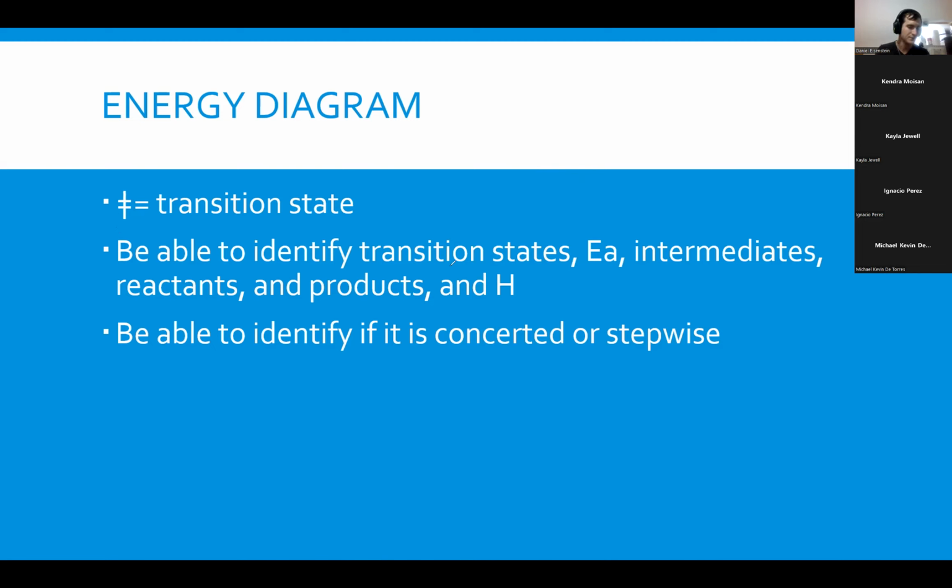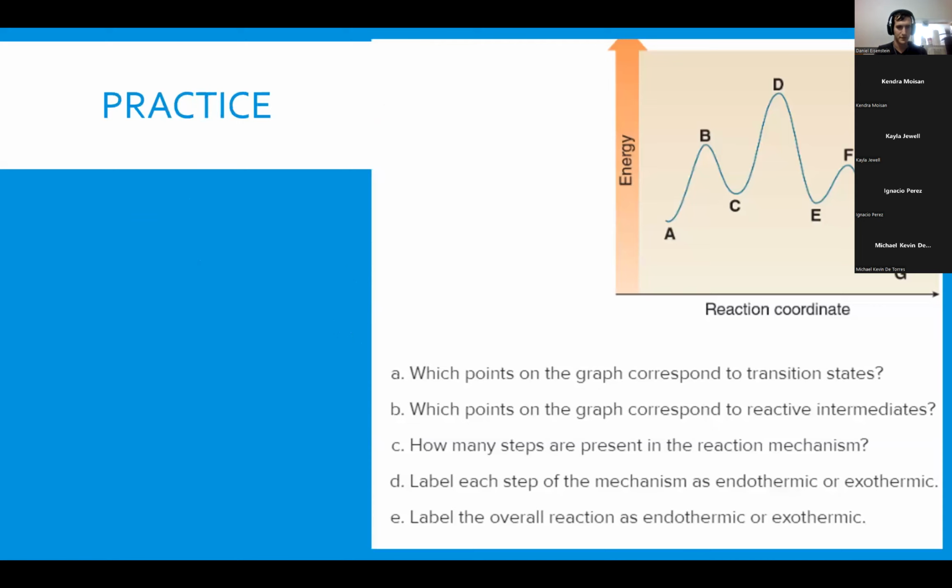However, I want you guys to be able to identify transition states, energy of activation, intermediates, reactants, products, and the delta H of the reaction given an energy diagram. You will also be expected to understand whether a process is concerted or stepwise based off an energy diagram. And I want to show you how to do that now.